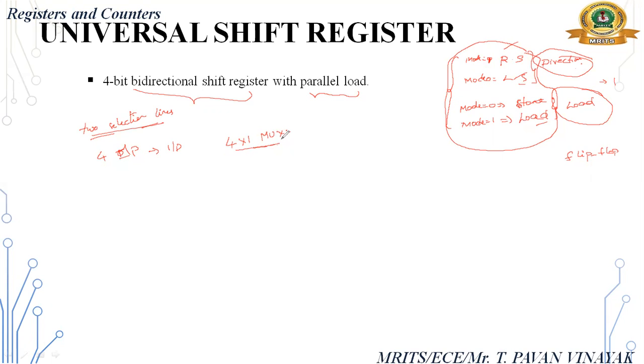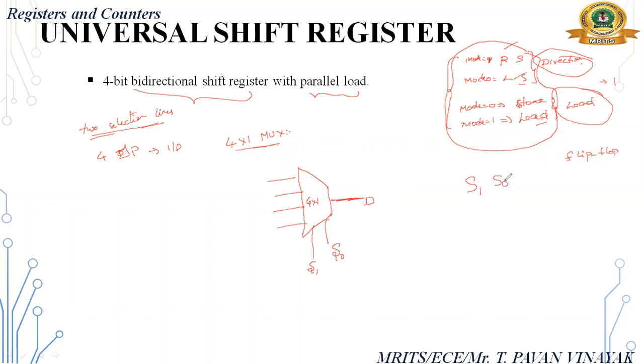So I am taking a 4 by 1 multiplexer now. We have four inputs and two selection lines S0, S1. This output is given to the flip-flop. Now, what inputs do you have to give? Let us decide ourselves and form a table.